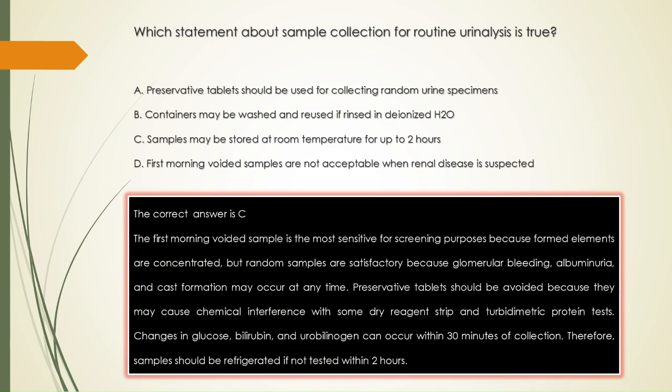The correct answer is C. The first morning voided sample is the most sensitive for screening purposes because formed elements are concentrated, but random samples are satisfactory because glomerular bleeding, albuminuria, and cast formation may occur at any time. Preservative tablets should be avoided because they may cause chemical interference with some dry reagent strip and turbidimetric protein tests. Changes in glucose, bilirubin, and urobilinogen can occur within 30 minutes of collection. Therefore, samples should be refrigerated if not tested within 2 hours.